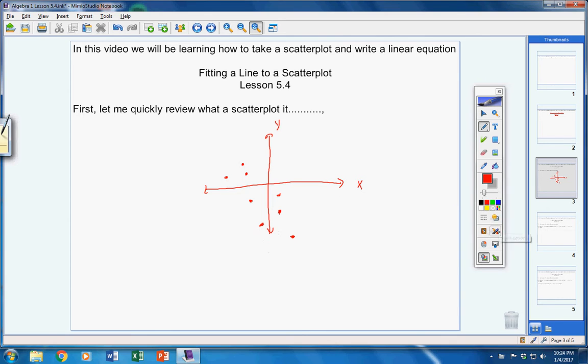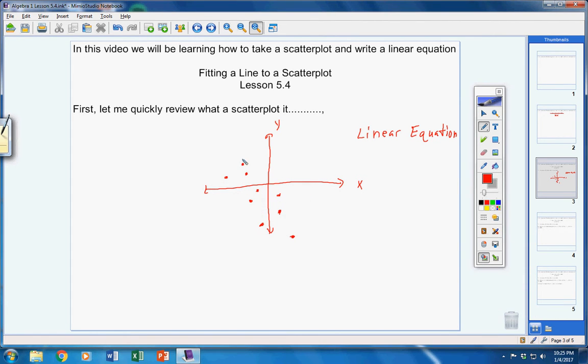Now, if you look at these ordered pairs here, guys, you can see, students, that they kind of go in the direction of a line, okay? Like this, okay? So what we try to do is we try to take this information, these dots, these ordered pairs, and come up with a linear equation. That's what we're going to do today. But before we do that, I want to review. Do you see what a scatter plot is? A scatter plot is a bunch of given ordered pairs like this.